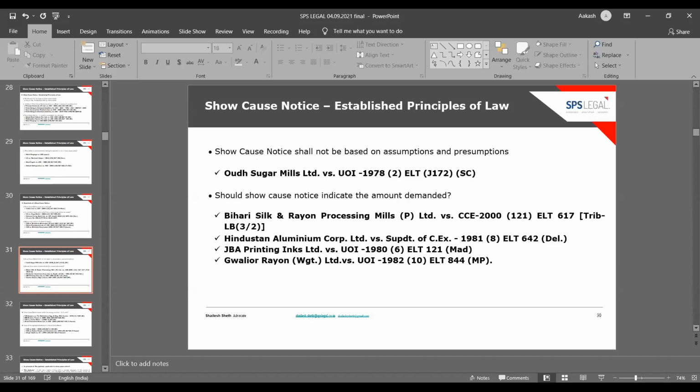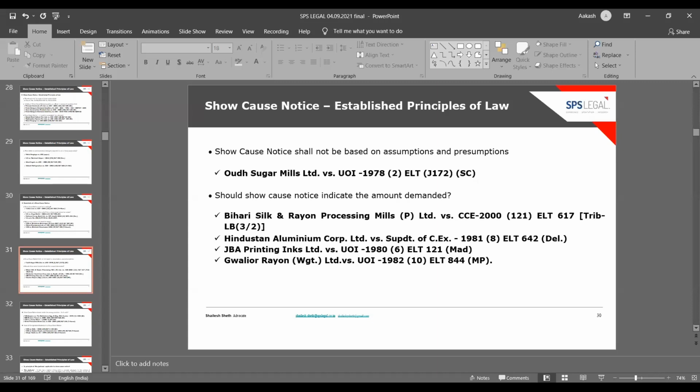Then, should show cause notice indicate the amount demanded? Yes, the show cause notice must indicate the amount demanded. Here there are conflicting views, and in Bihari Silk Mill, there is a larger bench decision of the tribunal. It's a majority decision, but a larger bench decision, where it was said that a show cause notice issued without quantification of demand will also be still valid. It was held that the word specified.